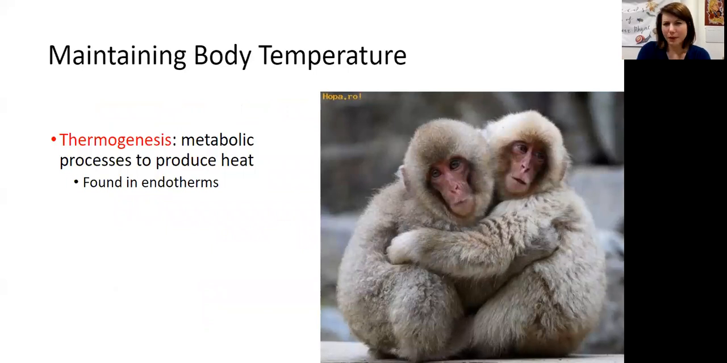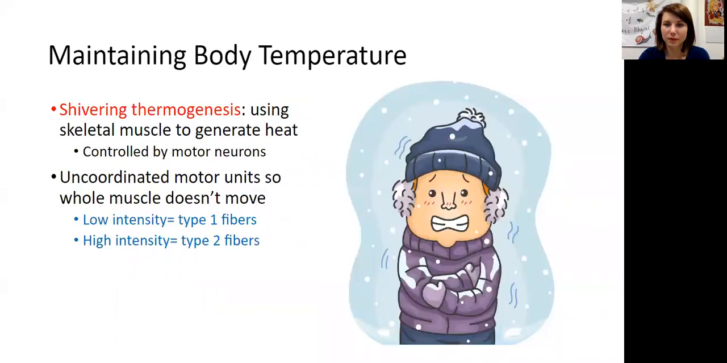Now our endotherms, not our ectotherms, endotherms are going to be using thermogenesis in order to create heat with their own metabolic processes. And this can look a little bit different, but it's going to be a big heat energy expenditure in order to create the heat for them to survive lower temperatures. So shivering thermogenesis is a big way that the body can produce its own heat.